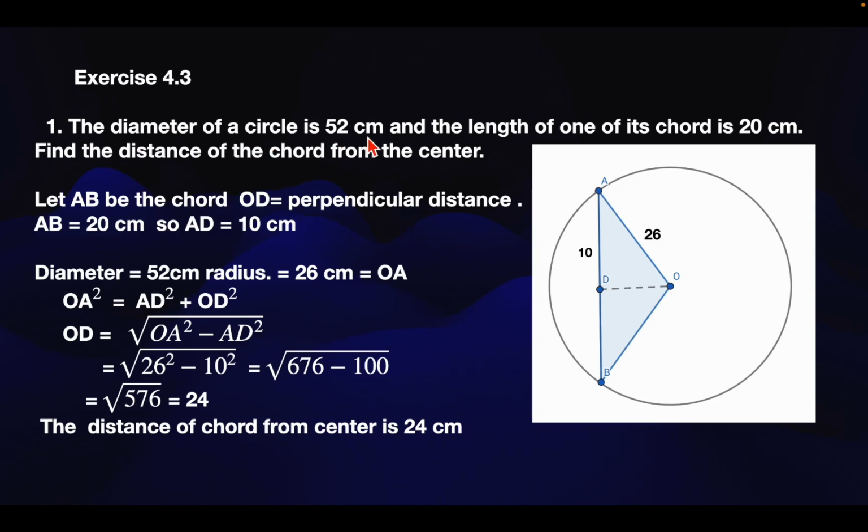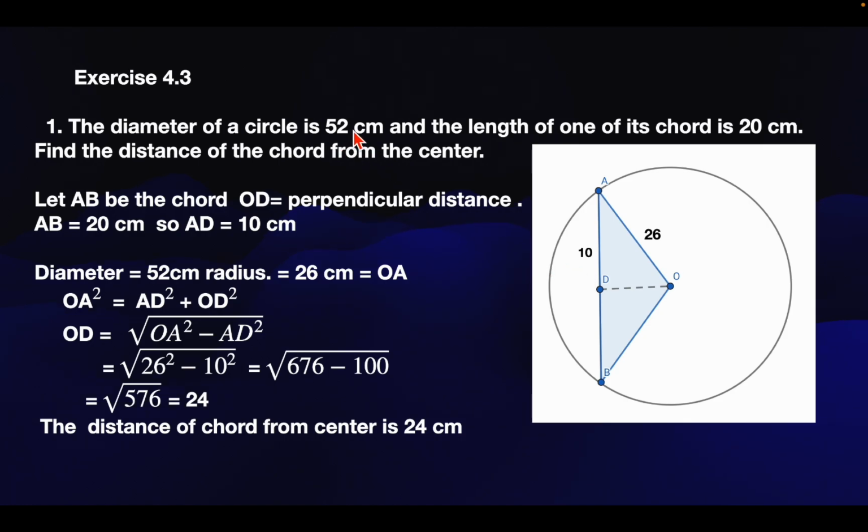The diameter of a circle is 52 centimeter and the length of one of its chords is 20 centimeter. Find the distance of the chord from the center. So here, this is a circle, this is the center, here is a chord. We draw a perpendicular line like this to the chord. This will divide this chord into 2 equal parts. So here they have given the length of the chord as 20 centimeter. So this distance will be 10 centimeter.